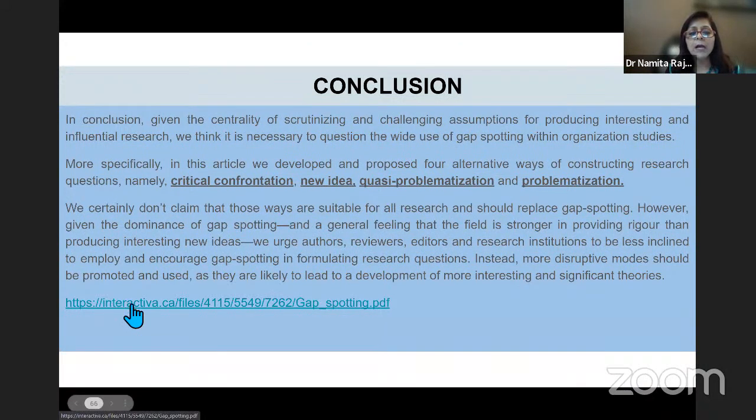If you can see here, I have just put the link of this paper, and again a request to all the scholars to read it at least thrice. It is going to open your mind.